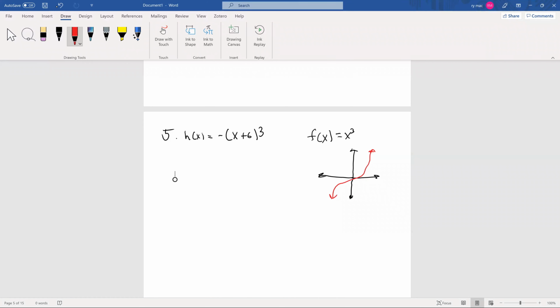So same thing, most of these always start at 0, 0. So that's going to be like your inflection point, where it kind of switches from decreasing. Well, it's not technically decreasing, but from slowly increasing to rapidly increasing. So some of the transformations that are going on is it is a horizontal shift to the left. So I'm just going to say left 6. And then reflection over x-axis.